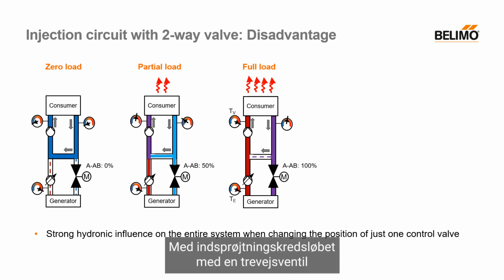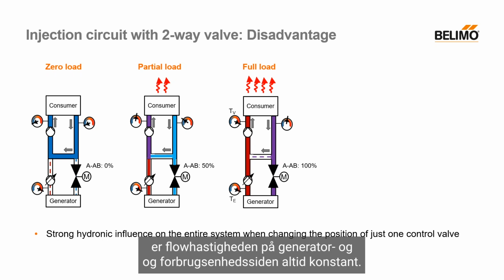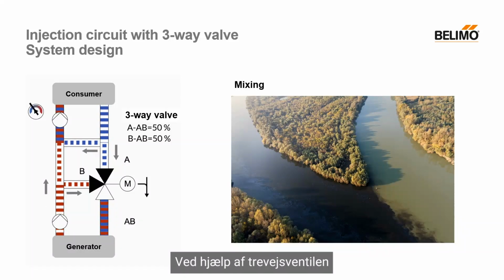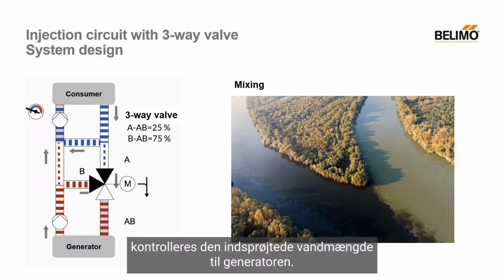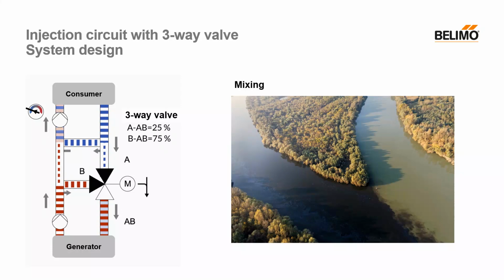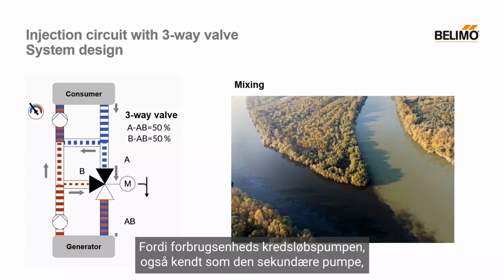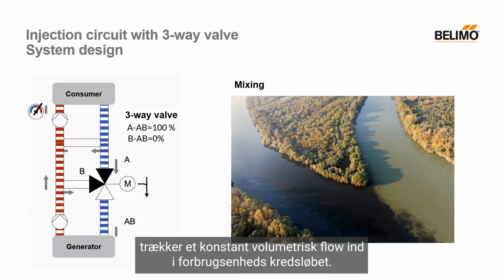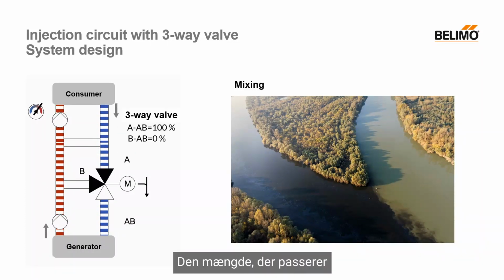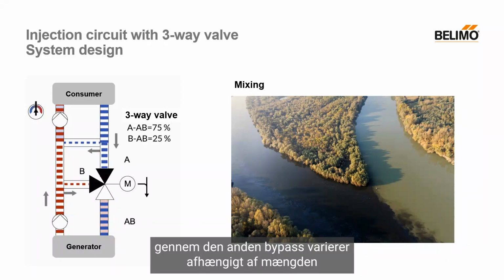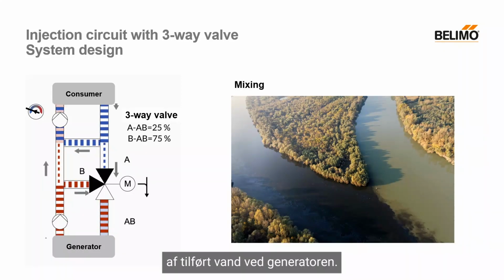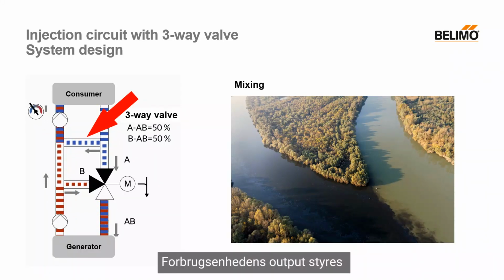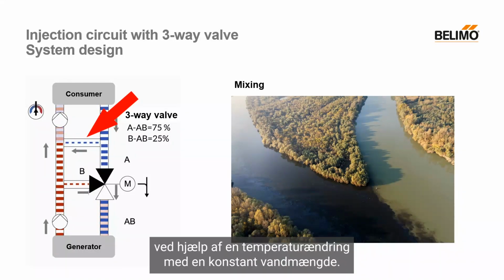With the injection circuit with three-way valve, the flow rate on the generator and consumer sides is always constant. Using the three-way valve, the injected supply water quantity at the generator is controlled. Because the consumer circuit pump, also known as the secondary pump, draws in a constant volumetric flow within the consumer circuit, the quantity passing through the second bypass varies, depending on the quantity of supply water at the generator. The current output at the consumer is controlled by means of a temperature change with a constant water quantity.